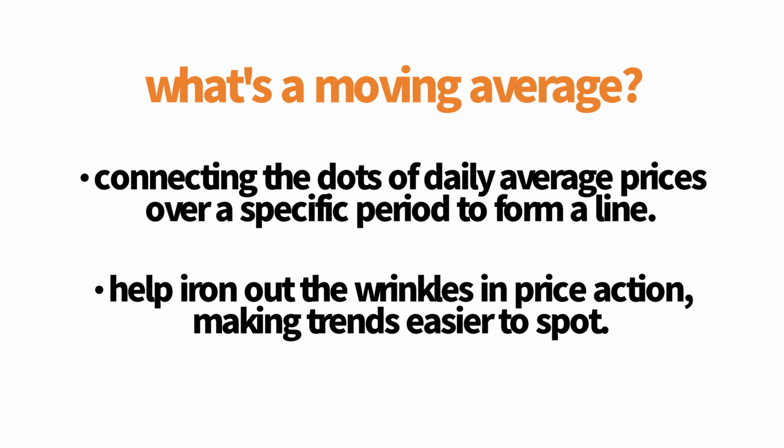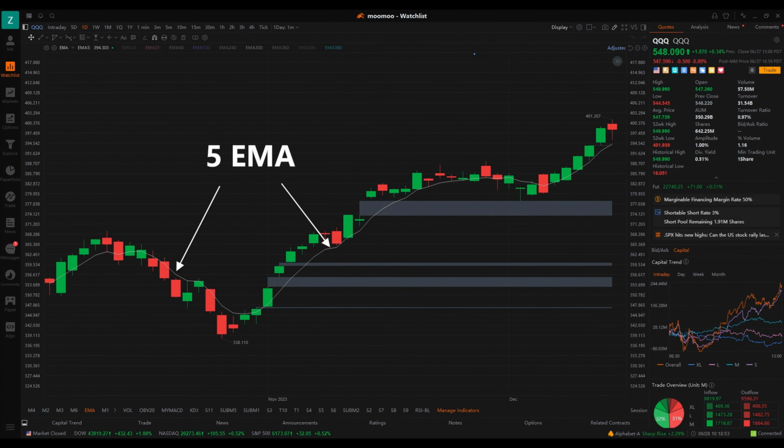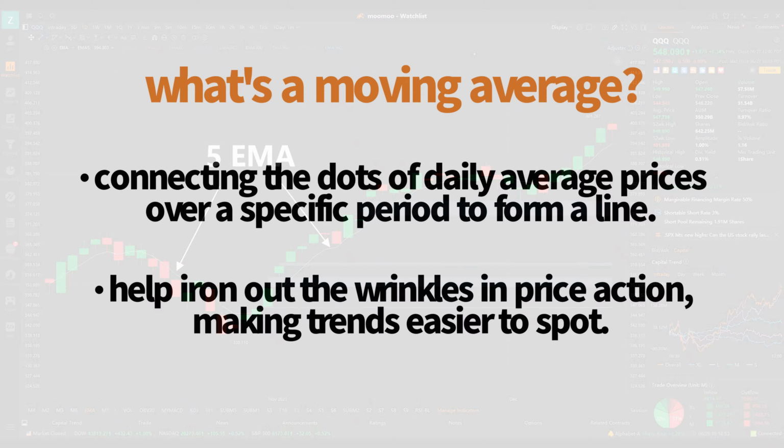So what's a moving average? It's like connecting the dots of daily average prices over a specific period to form a line that smooths out the noise. For example, take the past 5 days' prices, average them, and connect those averages. That gives you the 5-day moving average. Same goes for the 10-day, 20-day, or even 60-day lines.